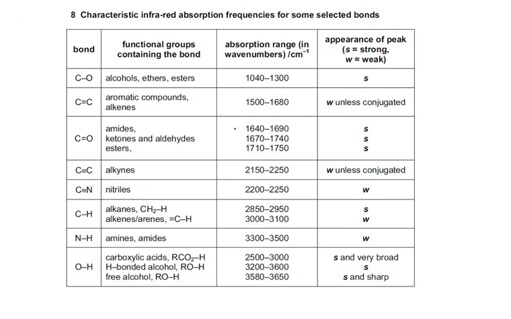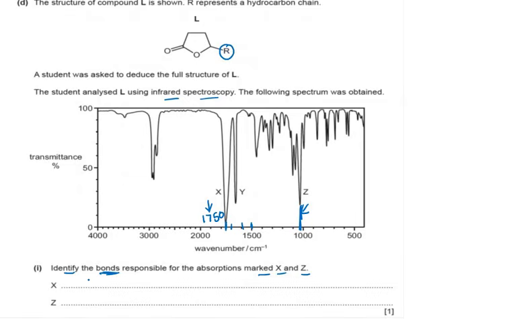First have a look at the 1750 absorption. This is the only absorption showing 1750, and that's for the ketone part. And what about the absorption at 1000? For 1000 the only range here is this, so that is for the C-O bond. Let's go back to the question. Absorption X is for the carbonyl group, C double bond O, and for Z it is C single bond O. Infrared spectroscopy is going to be really this simple, so we just don't need to worry about it.